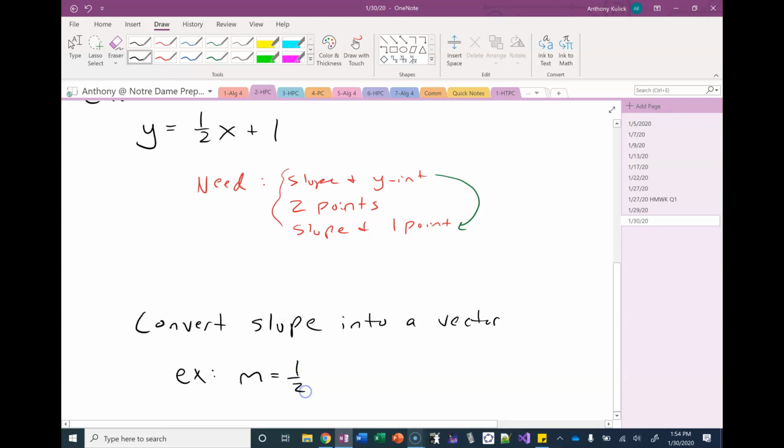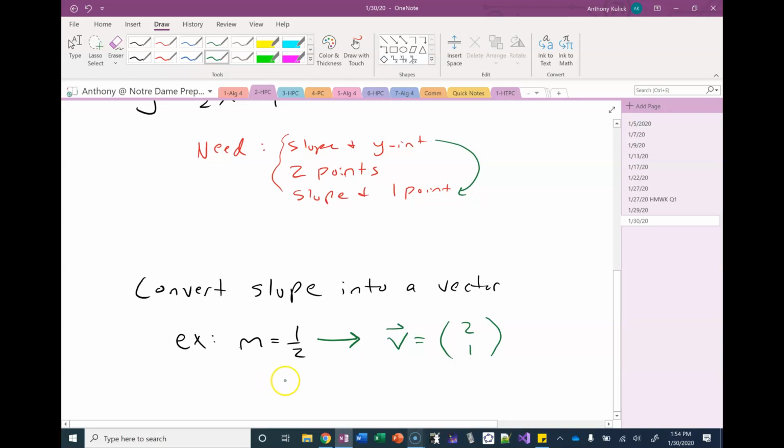So for example, in the equation for a line that we wrote up there, our slope was 1/2. The vector that we're going to use to represent this is going to be the vector 2, 1. Why does that make sense? Remember, what is slope really? It's the change in y over the change in x, right?